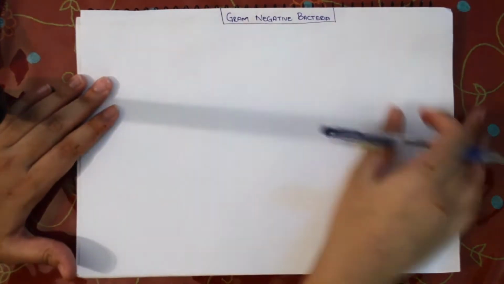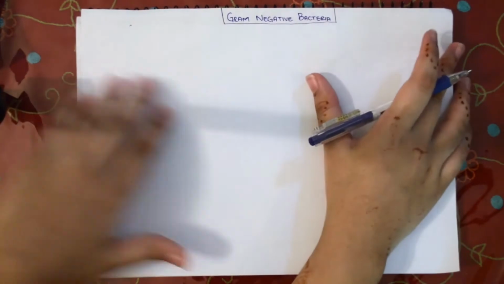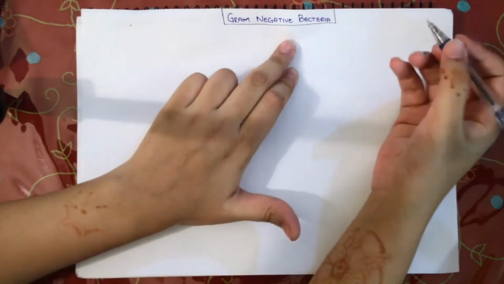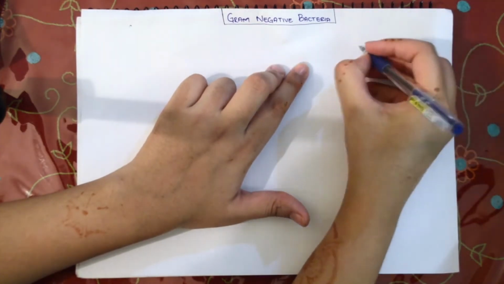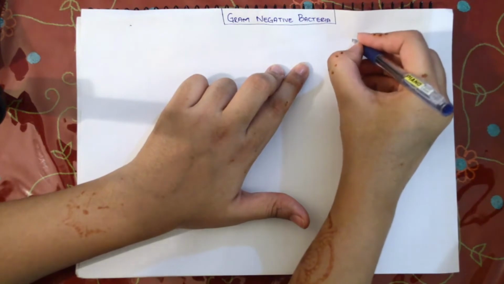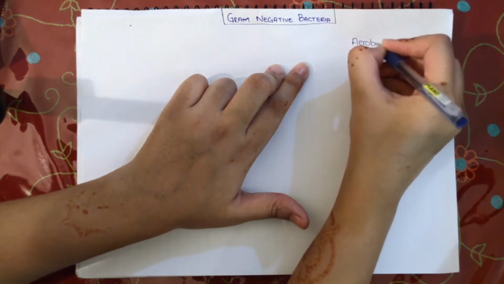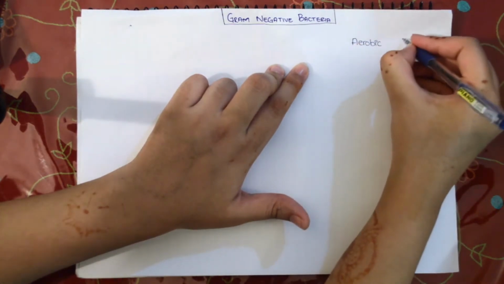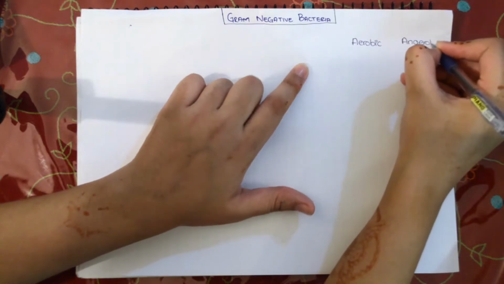Okay, so starting with the gram-negative bacteria, let's start from here. Aerobic and anaerobic.